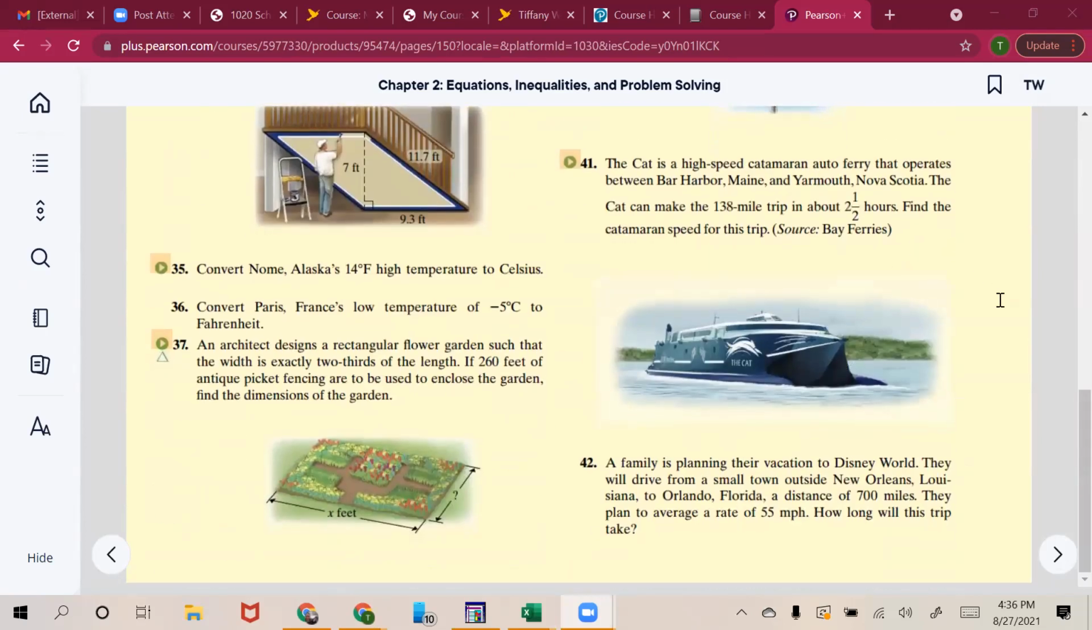So number 42, a family is planning their vacation to Disney World. Yay! They will drive from a small town outside of New Orleans, Louisiana to Orlando, Florida, a distance of 700 miles. They plan to average a rate of 55 miles per hour. How long will the trip take?